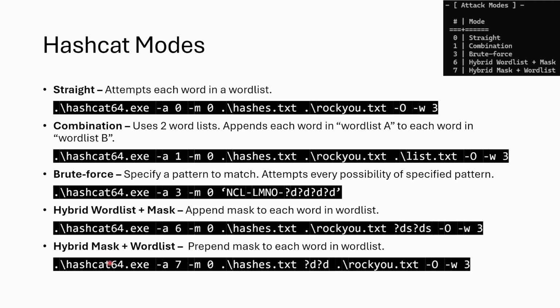Last but not least, we have prepend. It's the same exact thing, except instead of appending, we're prepending. So really, it's the same attack. We're just changing the location of our mask, and that's -a 7. So we just put 2 digits, 2 numbers in front of our word list entries.